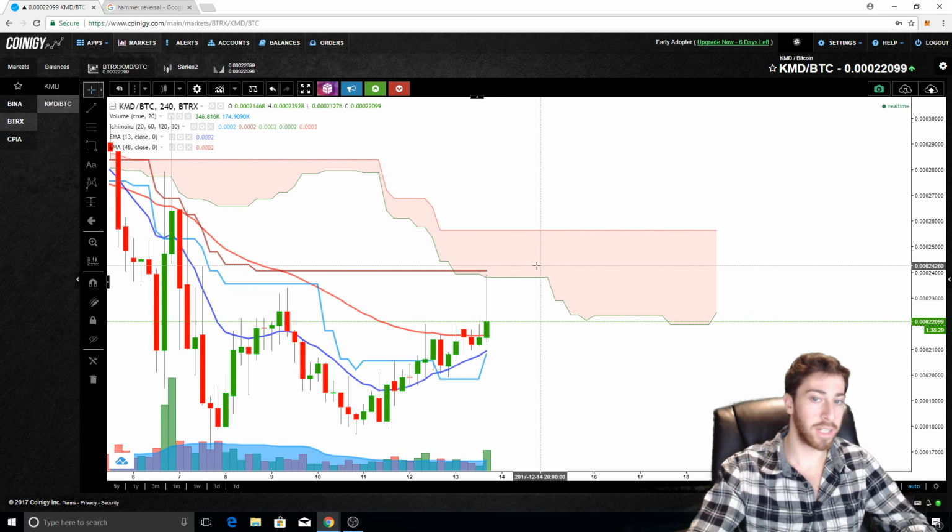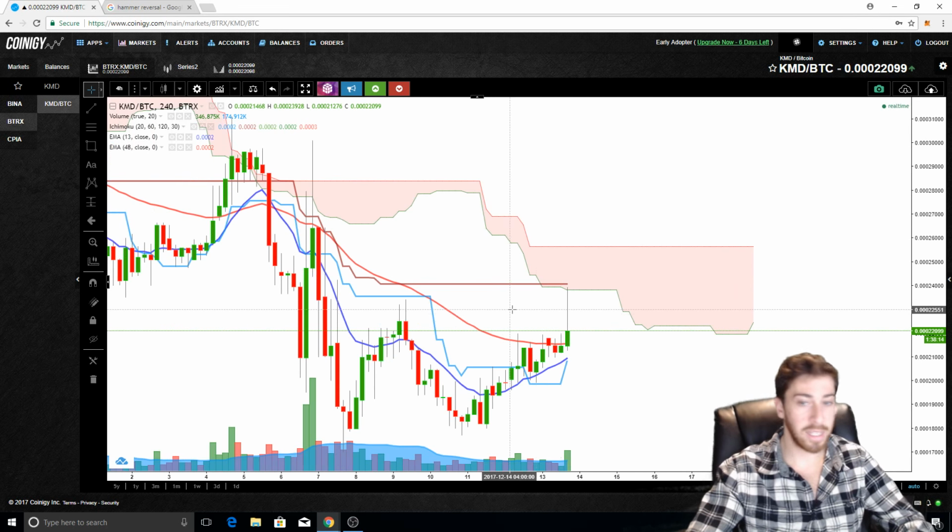Just showing you another example of how well these indicators show resistance levels. This broke out. This wick is where it traded during the time period, so it was all the way up at 24,000 satoshis. That's exactly where this resistance line is. This is exactly where the cloud is. I mean, these indicators really are amazing for showing resistance levels.